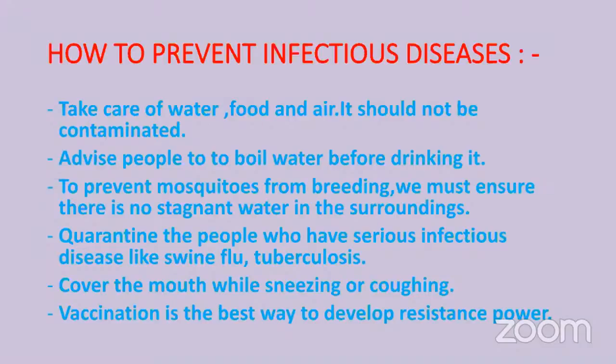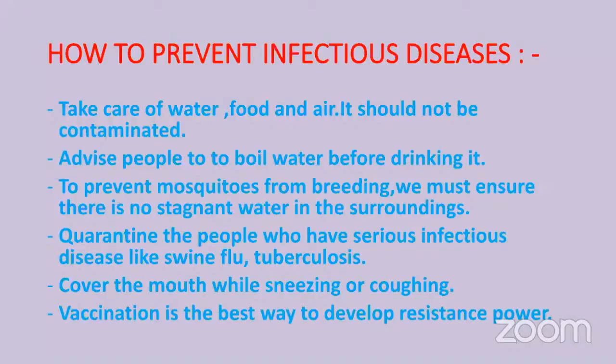Now, how to prevent other infectious diseases, what we saw: malaria, jaundice, diarrhea, gastro. So these are some steps to prevent infectious disease. Let's see. Take care of water, food, and air. They should not be contaminated. Second, advise people to boil water before drinking it. If you boil the water, the germs in the contaminated water will be killed, and then the germs will not harm you.